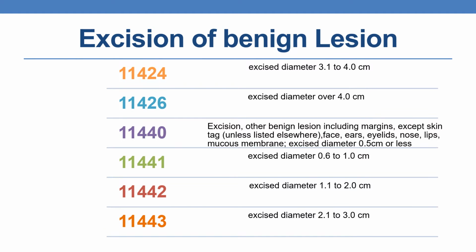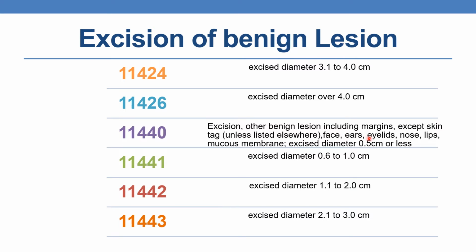The next is 11424. Excised diameter is 3.1 to 4 centimeters. The next is 11426. Here also after 4 you have 6. 11426 indicates excised diameter is over 4 centimeters. The next range is 11440.